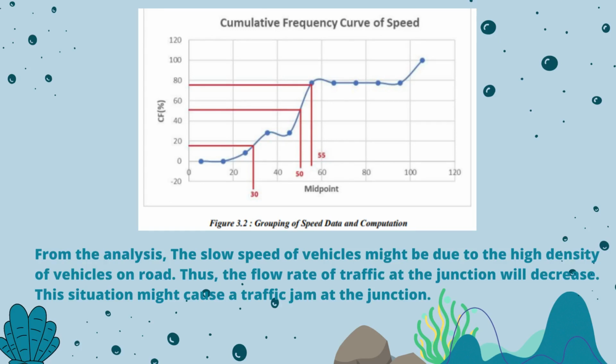From the analysis, the slow speed of the vehicle might be due to the high density of vehicles on the road. Thus, the flow rate of traffic at the junction will be decreased. This situation might cause a traffic jam at the junction.